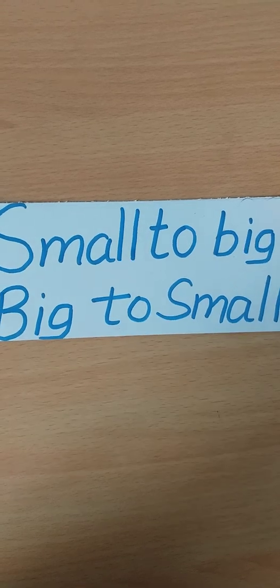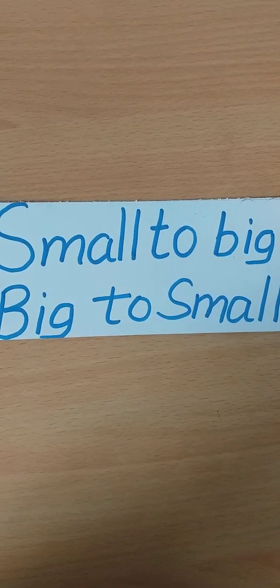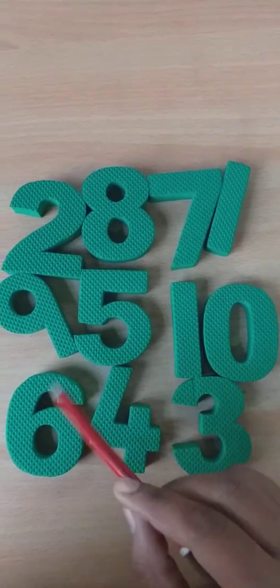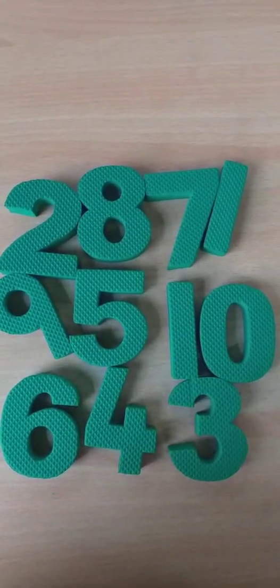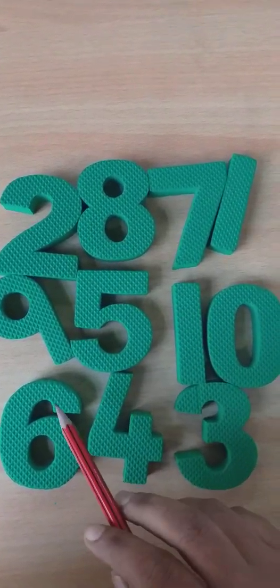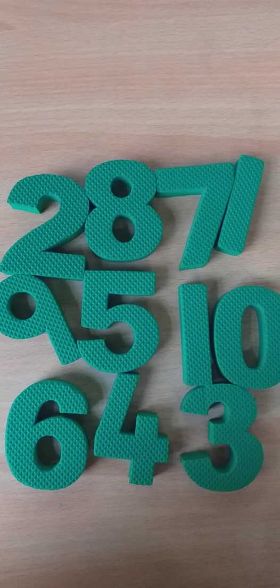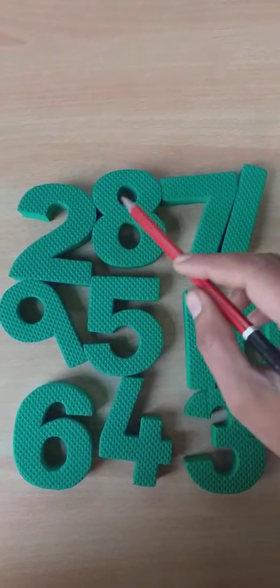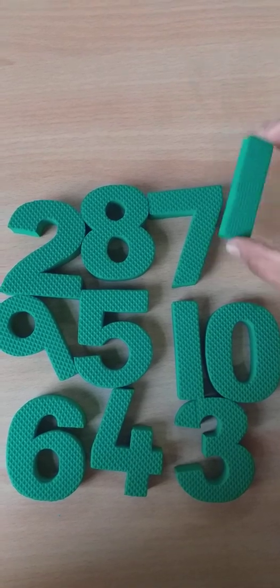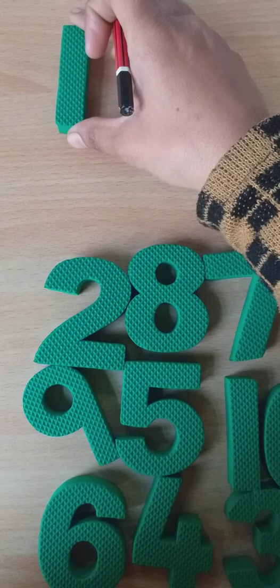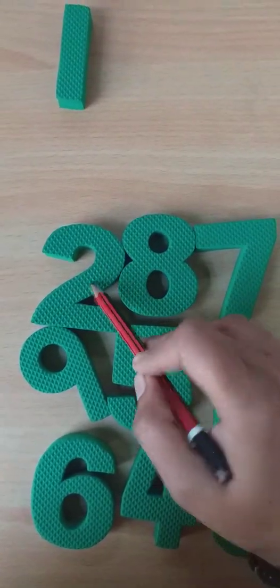Okay, so let's revise it again. So children, now here I have some numbers. So what we have to do? We have to arrange these numbers from small to big. So children, here we have small number is 1. Okay? यहाँ हमारे पास number 1 जो है small है. After that 2.